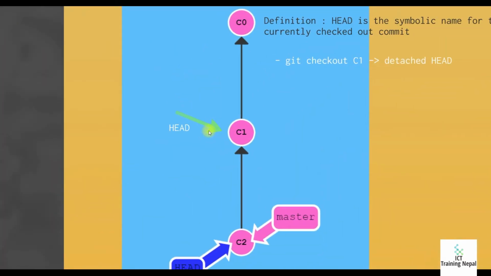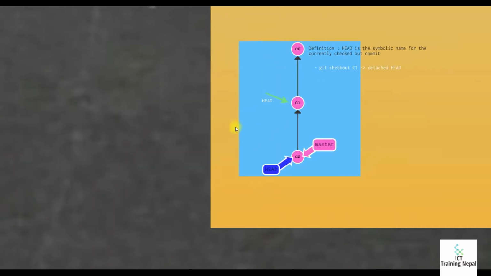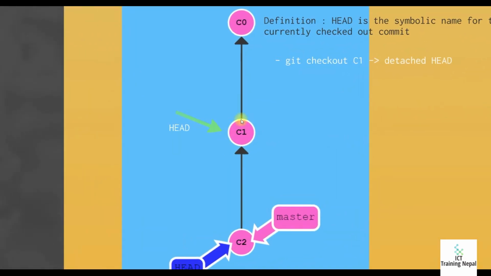So let's see here. This is HEAD. The definition: HEAD is the symbolic name for the currently checked out commit. So if you go to C2 and check out, it will be here. So git checkout C1. What does it mean? Git checkout C1 means it is going to detach the HEAD.